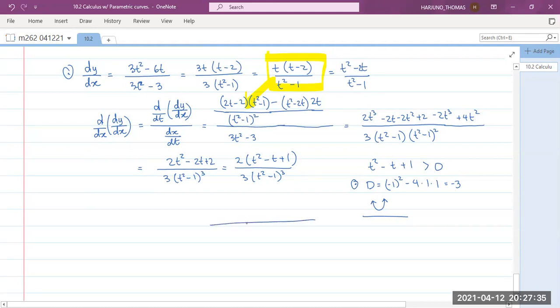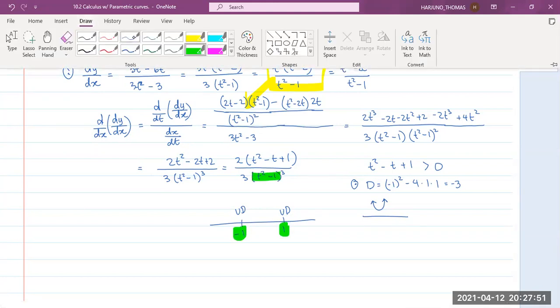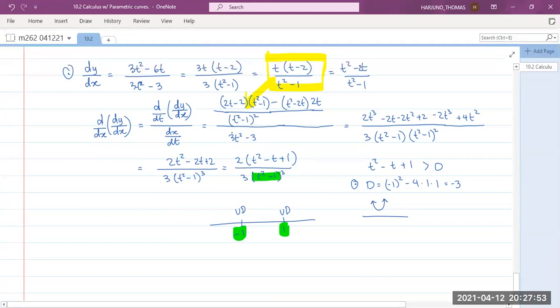Yet, if we do a sign graph, it has two critical values, -1 and 1. For the denominator, it will be positive here, negative here, positive here. So it will be concave down for t between -1 and 1, and concave up otherwise.